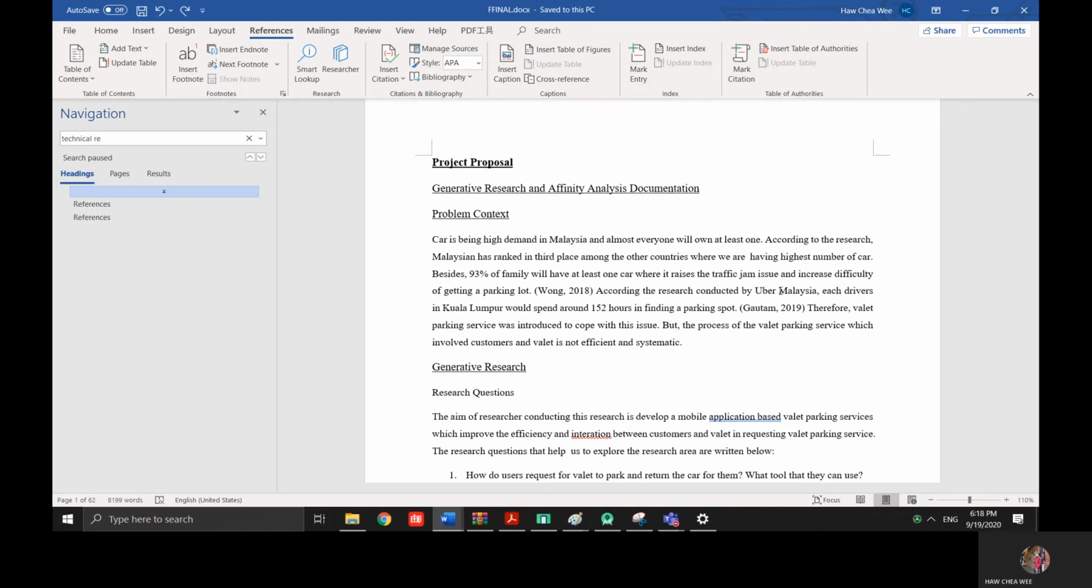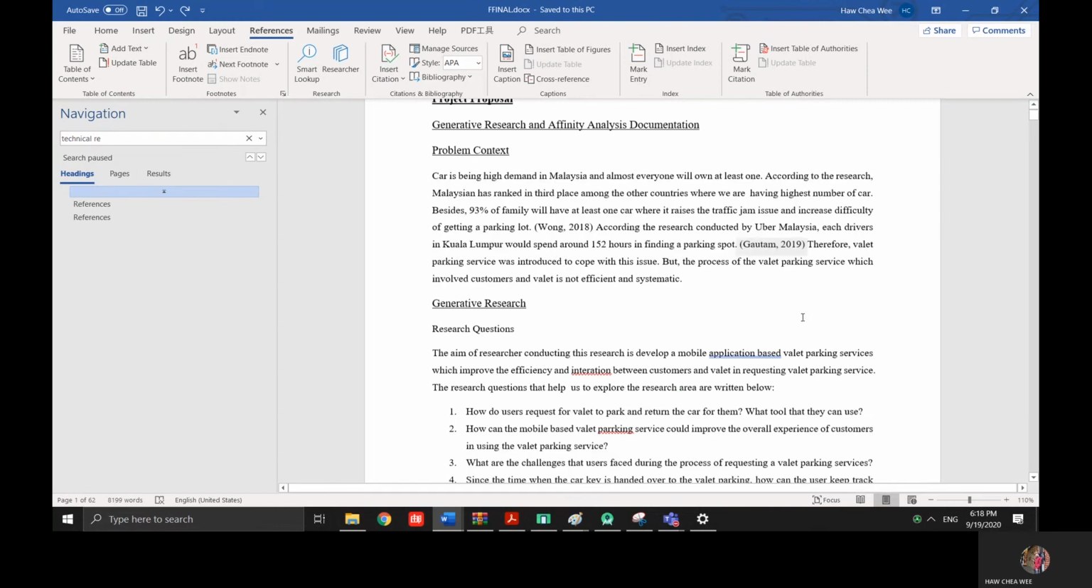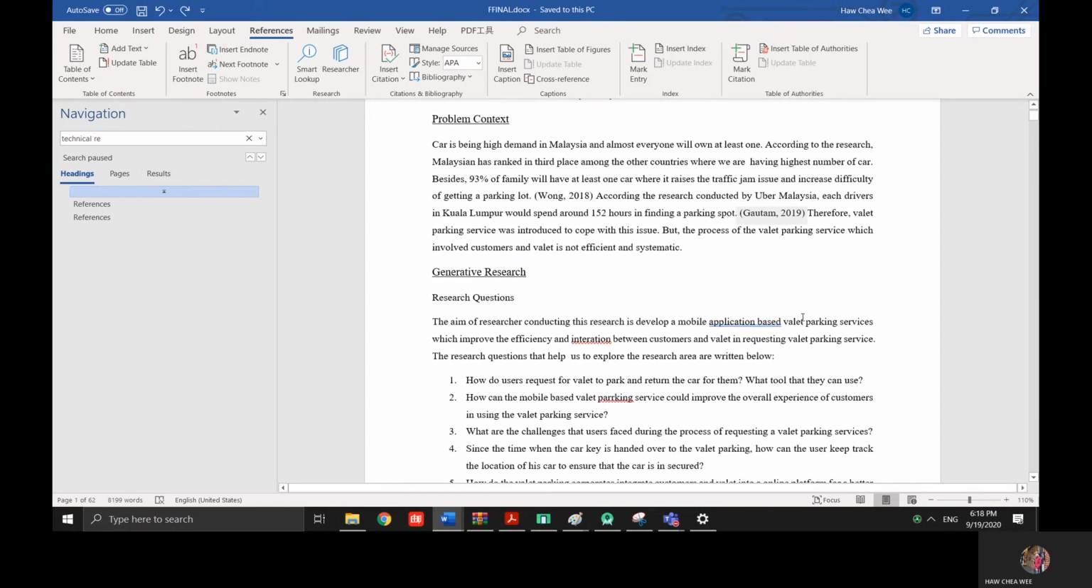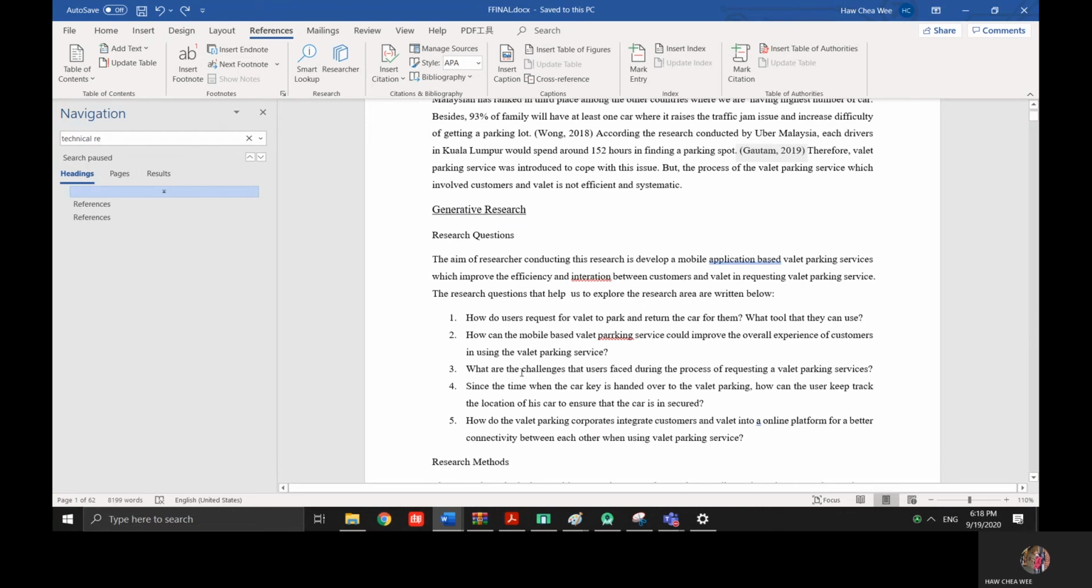So there are some companies proposing solutions to cope with the issue, which is the valet parking service that involves the customer and valet, but the system is not efficient and also not systematic. The aim of the research that we are focusing on is to develop a mobile application-based valet parking service, which improves the efficiency and interaction between customer and valet in requesting a valet parking service.